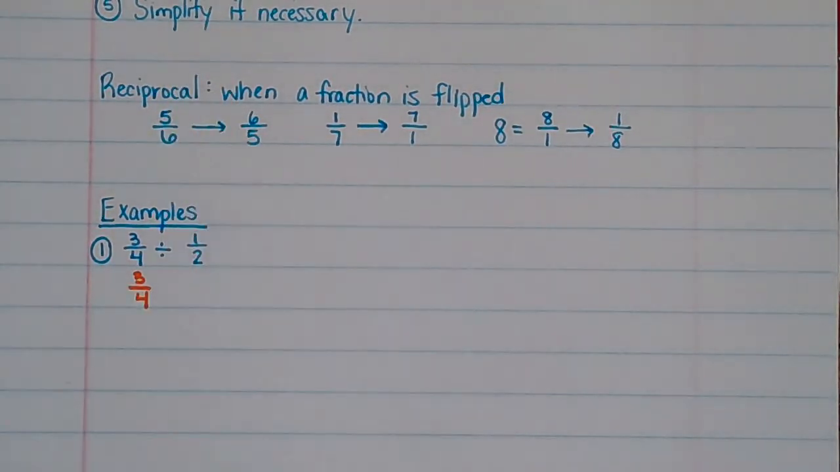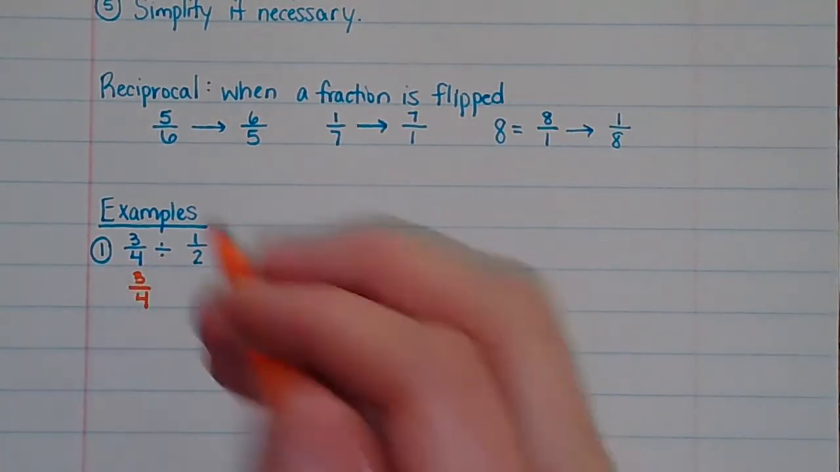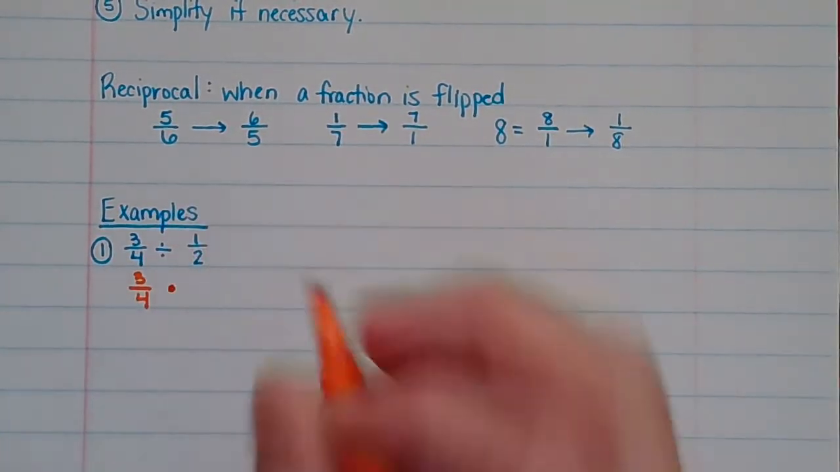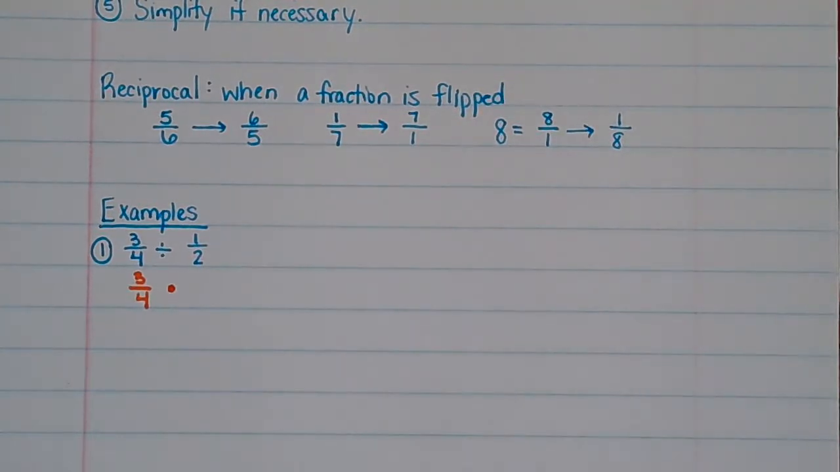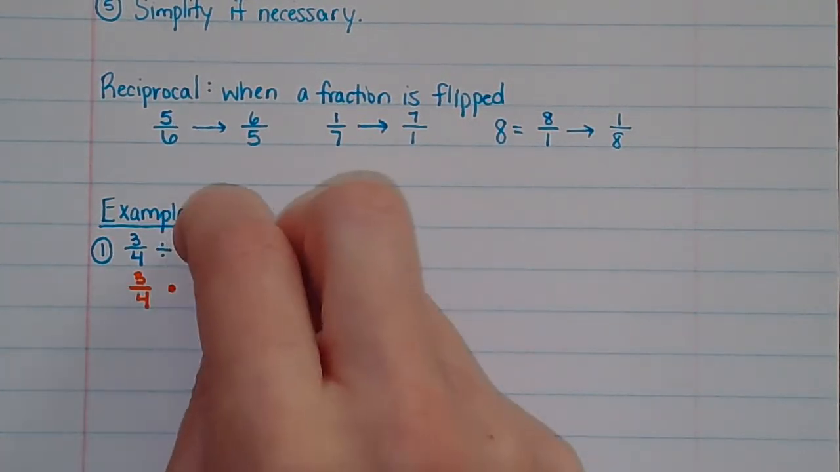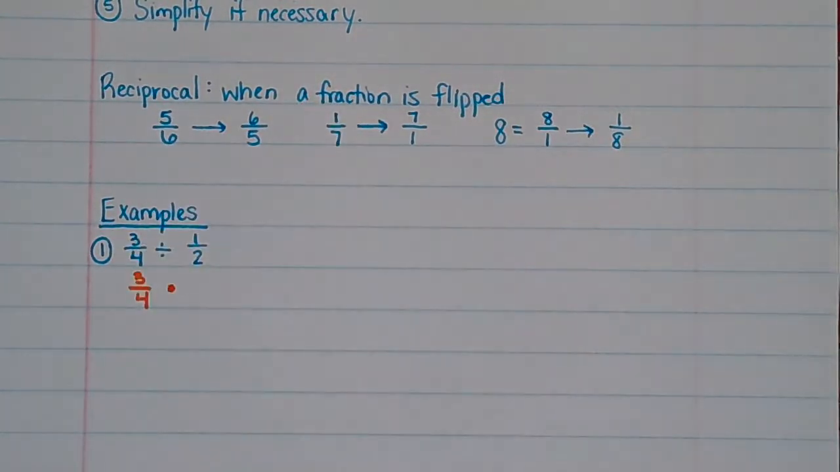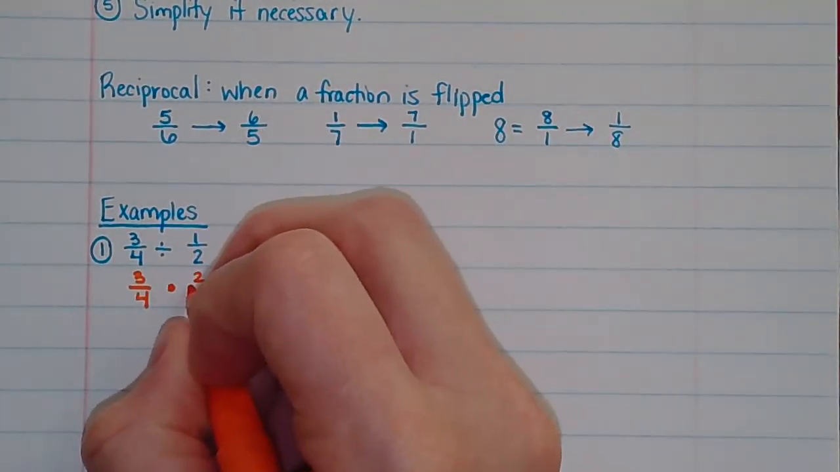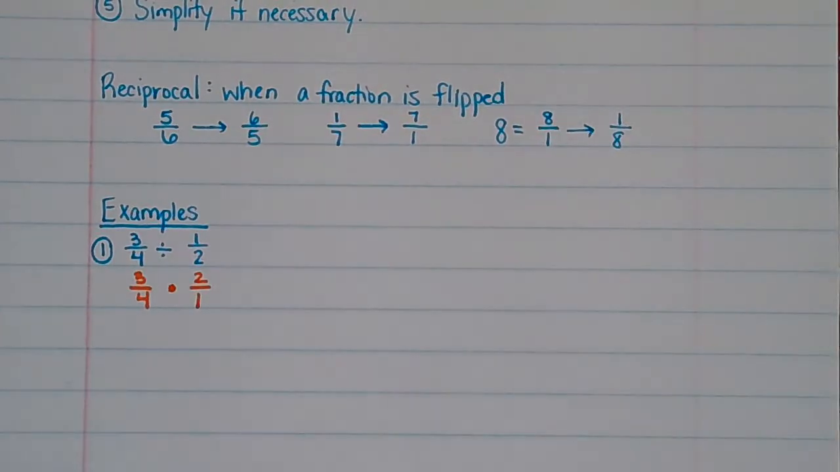Second step says change the division sign to a multiplication sign. So instead of having a division sign right here, now I'm going to have a multiplication sign. Okay? Now we're on to that third step, which is the most important and the one that people mix up all the time. You flip the second fraction. So instead of being 1/2, I'm going to flip it, and it's going to become 2/1. Okay? So we keep, change, flip.